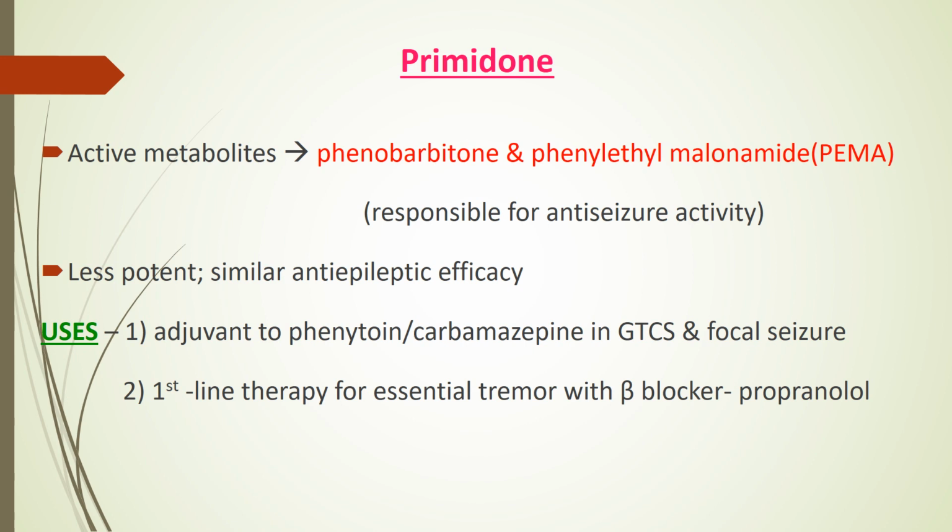So the second agent is Primidone. It produces certain active metabolites like Phenobarbitone as well as phenylethylmalonamide, and these active metabolites are actually responsible for its anti-seizure activities. On comparing to Phenobarbitone, it's less potent, but its anti-epileptic efficacy is comparable.